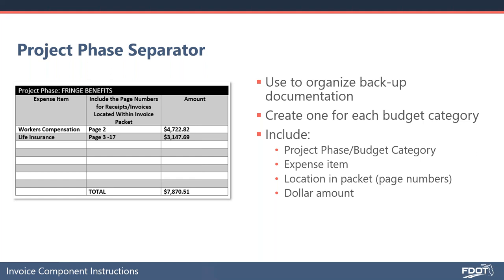If we have it in this format, we're not going to be reaching out to you with a million questions. The other important thing is that the backup documentation has to be legible. It's really important that we can read what expenses were incurred, and that we're able to match the amounts in the project phase separator to the documentation submitted for that expense. And of course, backup documentation includes an invoice for services, and then the documentation that reflects that your agency incurred the costs and paid it.